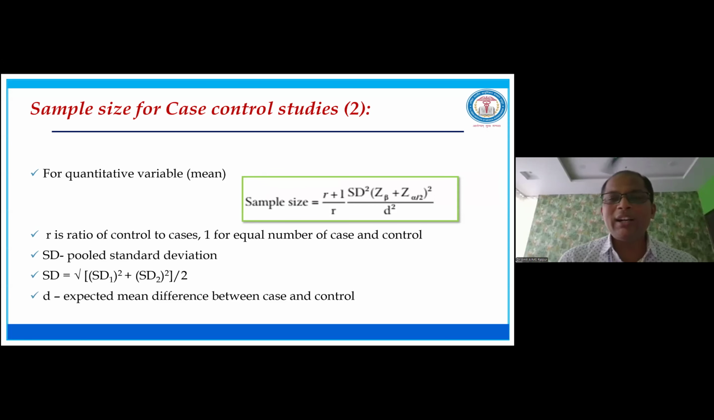Sometimes we also compare the mean, where the exposure is presented in terms of mean between the cases and controls. If that is our objective, this is how we can calculate the sample size, where R is the same ratio of control to cases, and SD is the pooled standard deviation. Here we are considering both the Z alpha and Z beta, that is level of significance and power of the study. Usually for power of study, the minimum we take is 80%, that is, the Z beta value is 0.84.